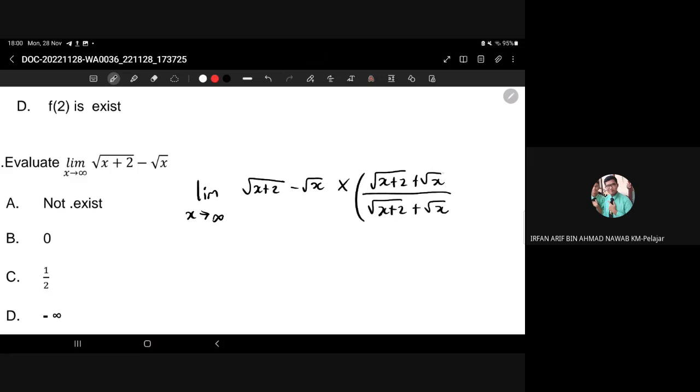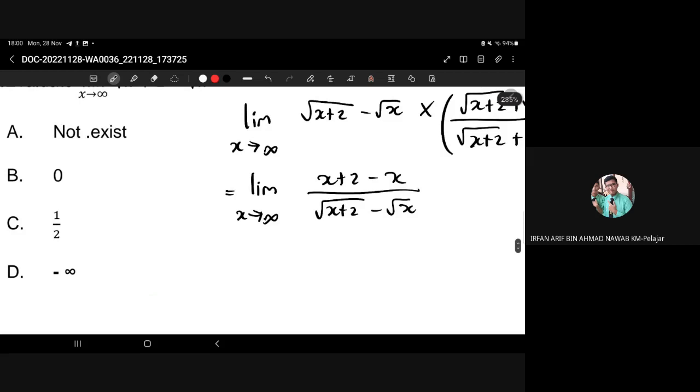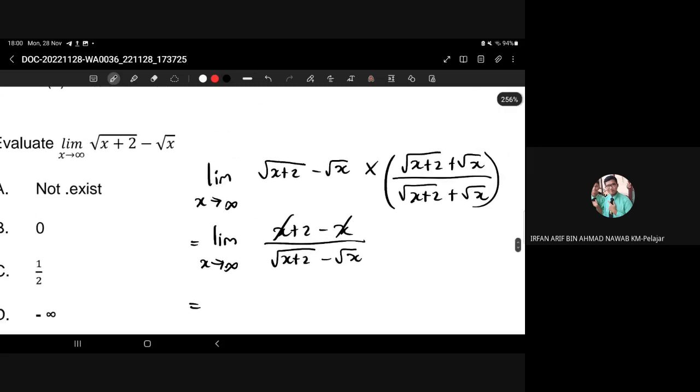Then you expand this. And then you will get x plus 2 minus x over the square root of x plus 2 plus the square root of x. Simplify. Let me get my calculator. Hopefully I'm not wrong. This is my nervous laughter, but let me get my calculator. We will get our answer for our limit here.